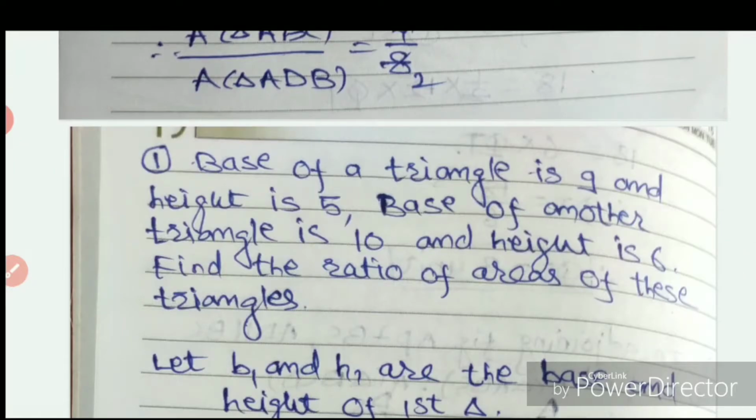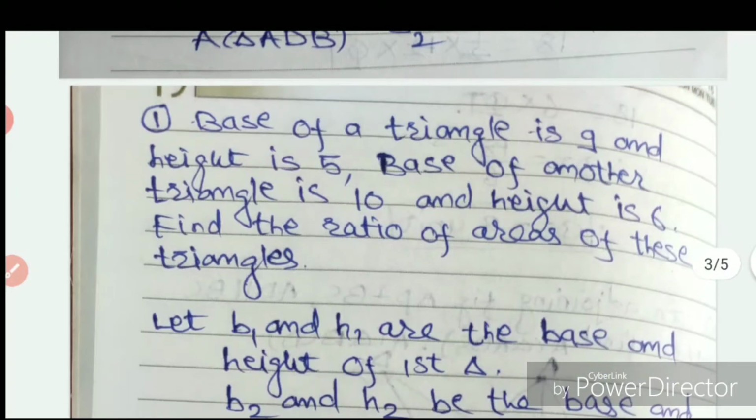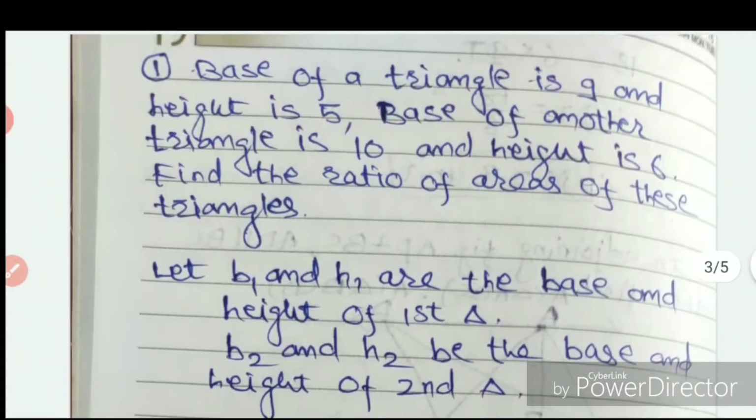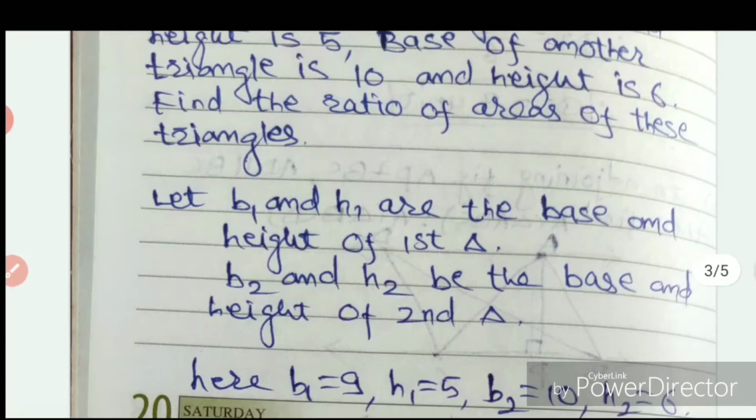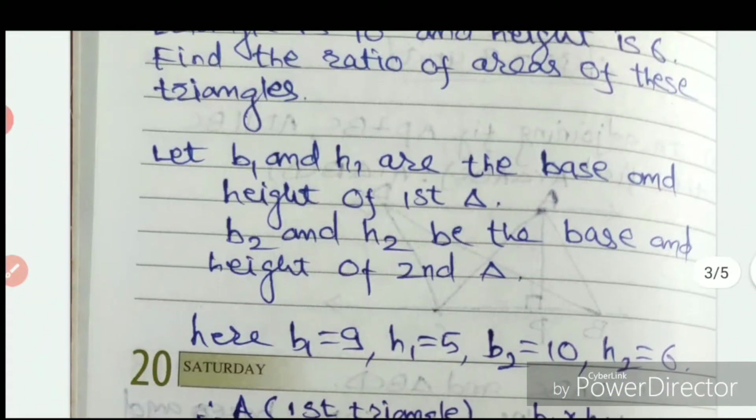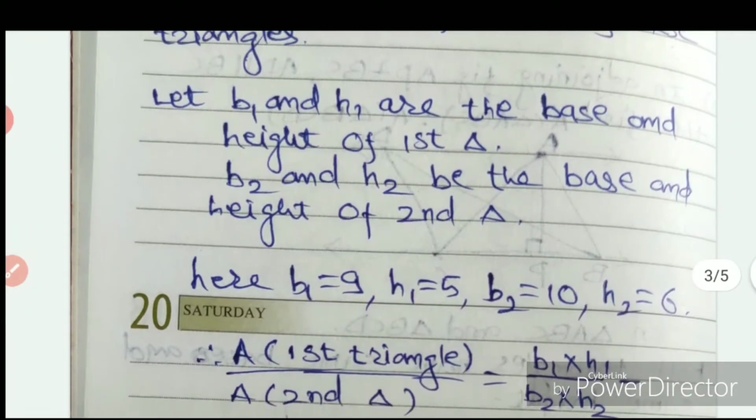Now the next example in practice set 1.1. See here, the base of one triangle is 9, height is 5. The base of another triangle is 10 and height is 6. Find the ratio of areas of these triangles. We take B1 and H1 as the base and height of the first triangle and B2 and H2 as the base and height of the second triangle. Here B1 is equal to 9, H1 is equal to 5, B2 is equal to 10, H2 is equal to 6.